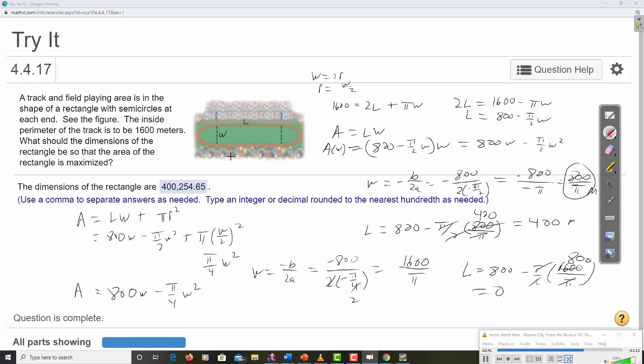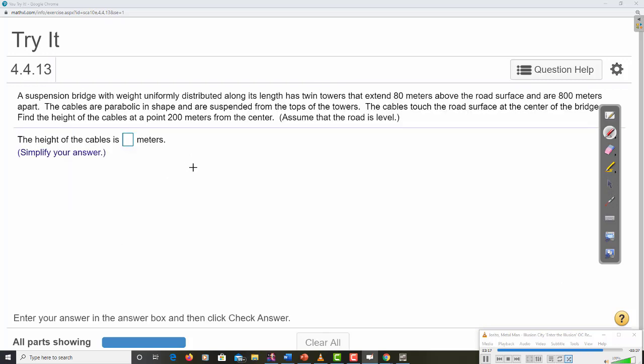Let's do one more problem, and then we will call it a video. The last one we're going to do is based on problem 13. Here we've got a suspension bridge with weight uniformly distributed along its length, has twin towers that go up 80 meters and are 800 meters apart.